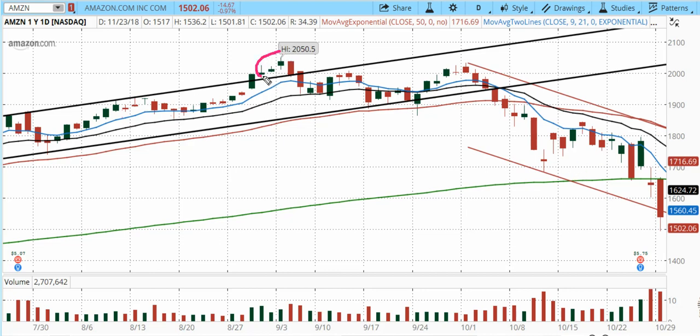Here's where it broke out. Could have sold there. What happened? It came down to support. You might have bought there. If you didn't buy there, you could have bought here. And then you could have ridden it up. Now notice here, it did not. Price did not come up all the way to this area of resistance, and it turned around and started to go down.